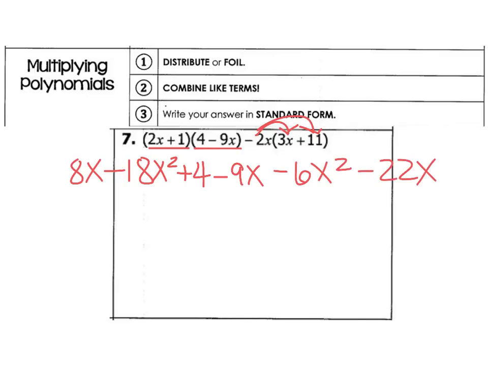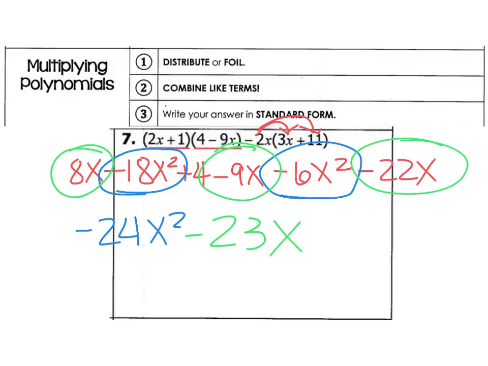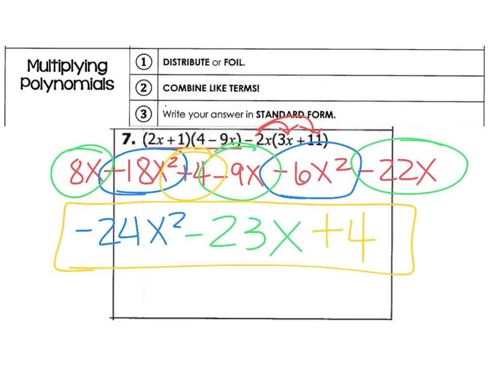Now we're just combining like terms. So look for those x squareds first. That's our highest degree. So negative 18x squared minus 6x squared gives us negative 24x squared. Then we want to look for all the x's. So we've got 8x minus 9x minus 22x. So 8x minus 9x gives us negative 1x minus 22x, negative 23x. And then last but not least, our constants, we just have this plus 4, so we can't forget about that. Add it on to the end. And there's our simplified polynomial.